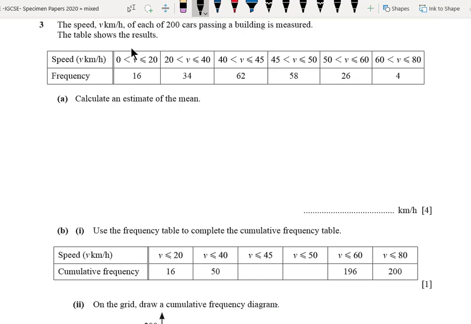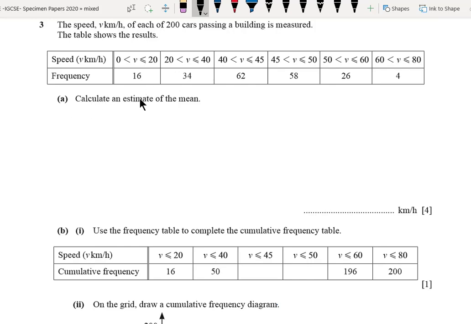What does this mean? For the first column, this means that we have 16 cars out of those 200 cars passing through the building with speed more than 0 and less than or equal to 20. Also here we have 34 cars passing through the building with speed more than 20 and less than or equal to 40, and so on. It's important to understand the meaning of this table. You should know what this table tells us.